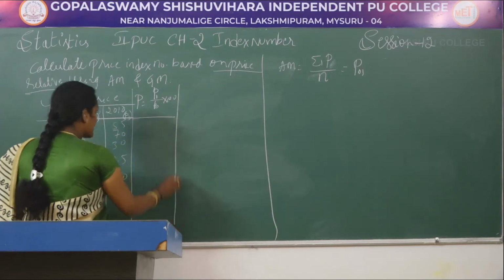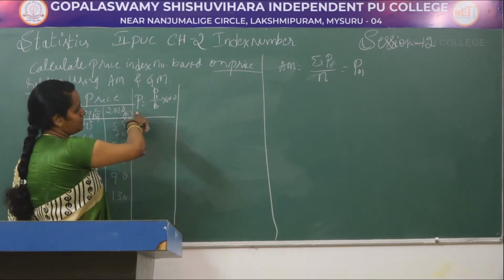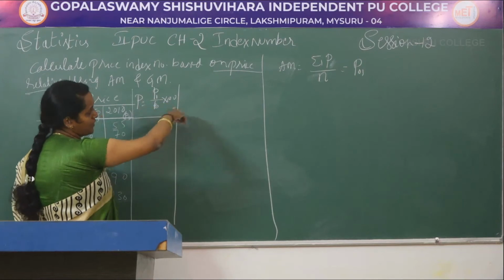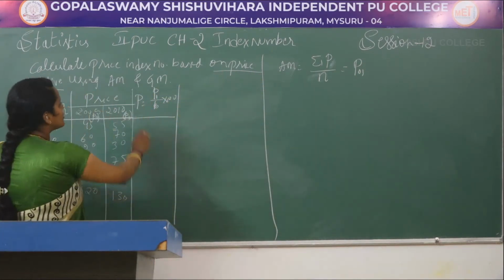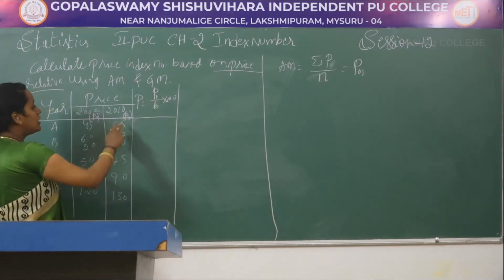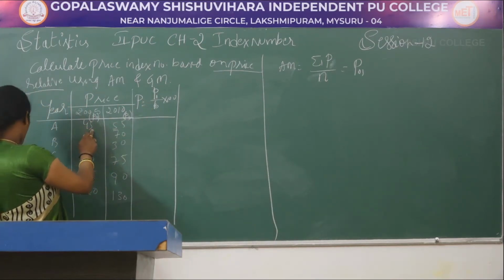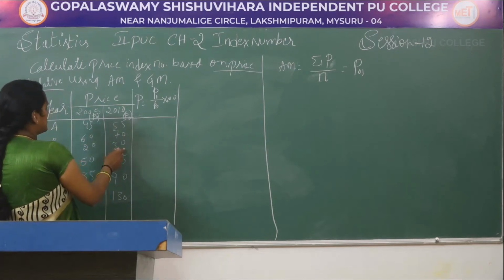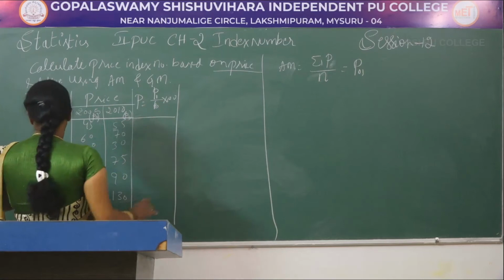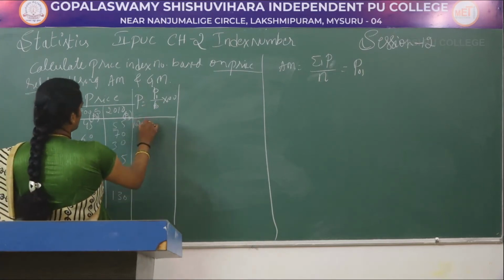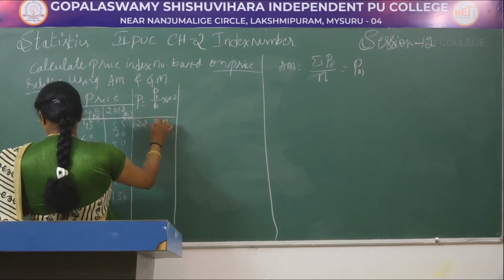So while we are calculating the price relative capital P, here we multiply by 100, so that in the formula we will not multiply by 100. So first calculate P1 by P naught: 55 by 45, 70 by 60, 30 by 20, like that we have to calculate, and multiply that by 100. I will write down the price relative values.